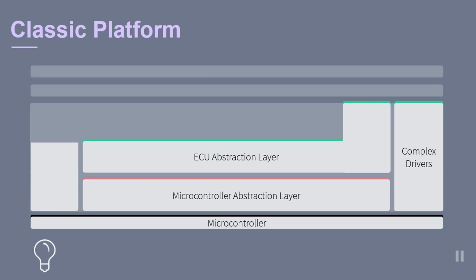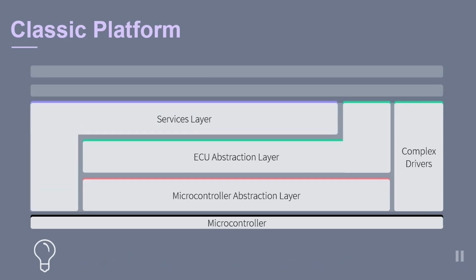The services layer is the highest layer of the basic software, which also applies for its relevance for the application software. It offers, for example, diagnostic services and memory services. Its main task is to provide basic services for applications, runtime environment and basic software modules.